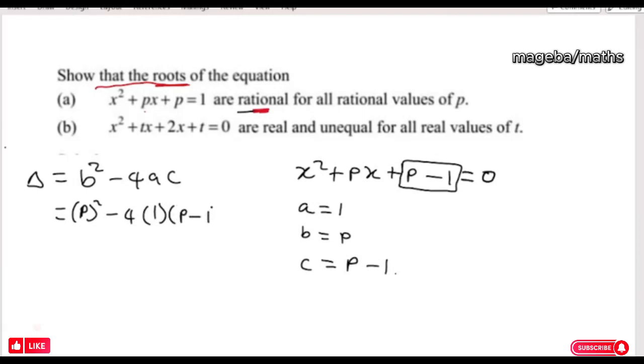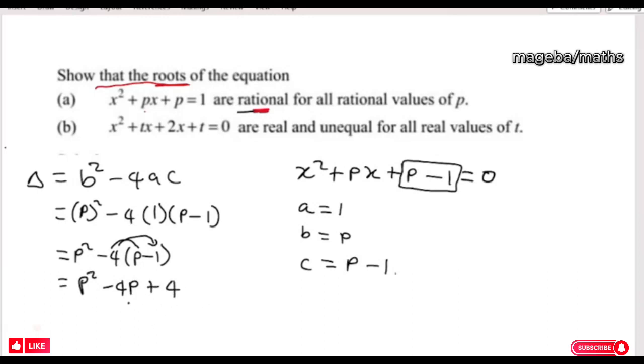P minus 1. And from here, we have this p squared, and then 4 times this one is just going to give us negative 4 into p minus 1. Now we need to multiply this 4 with both terms inside the bracket. So we're going to have p squared and then negative 4p and then plus 4.